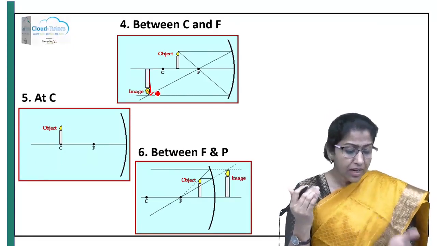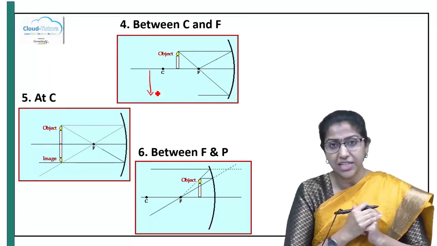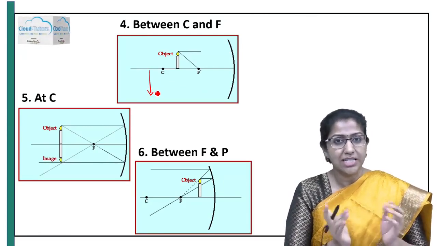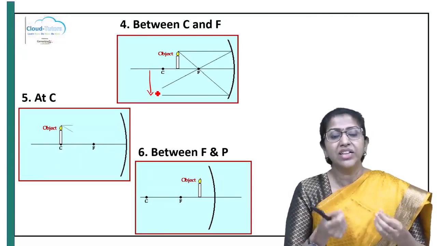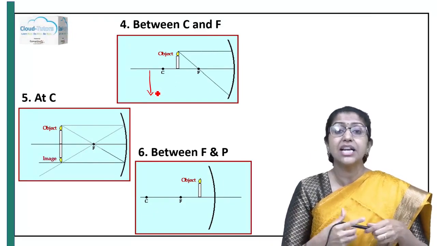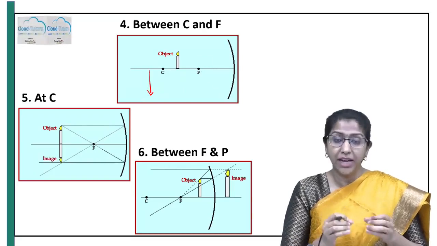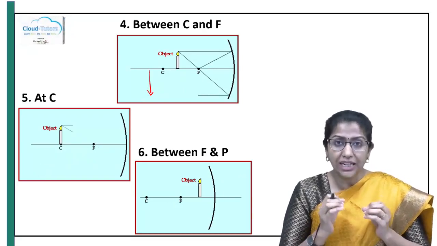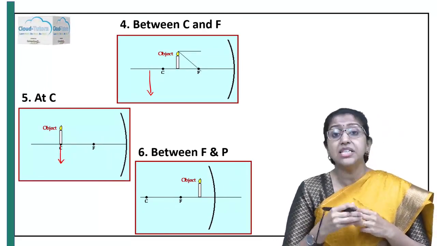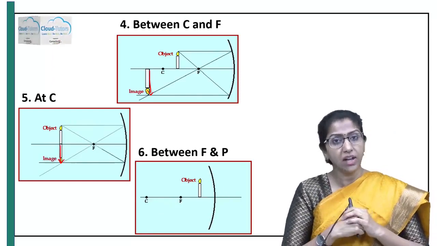Okay. Now, when we look at the fifth case, that is at C, it is the easiest of the cases I feel, and it's one of my favorites because it's easy to remember. It's as simple as that. Whenever we are keeping the object at C, what do we mean by C? It is the center of curvature. It forms a real and inverted image. Where does it form? It is exactly at the same position, but it is just inverted in nature. And what is the size of the image? It is exactly the same size as that of the object.